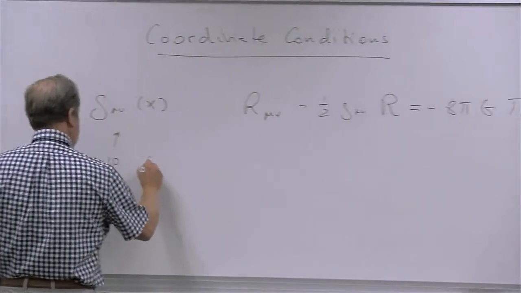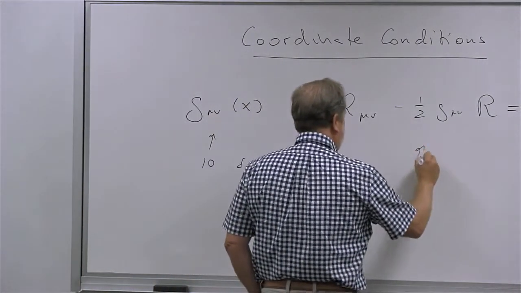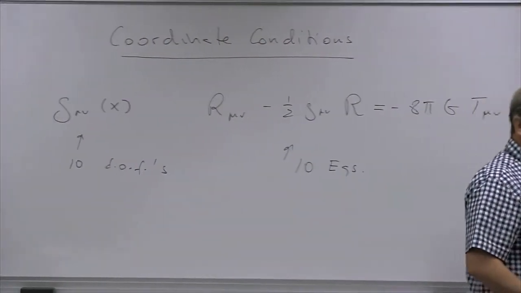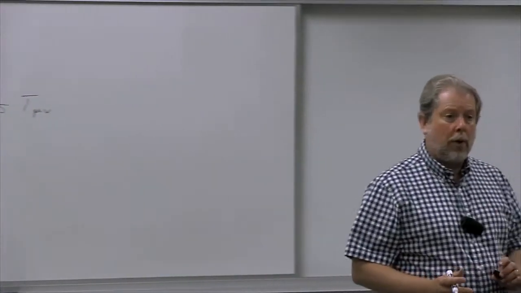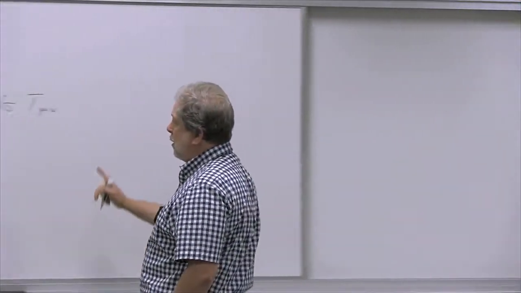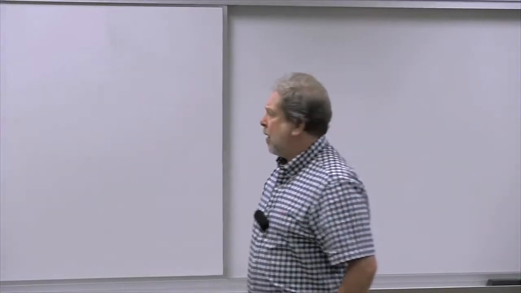So there's 10 degrees of freedom here, and there's 10 equations. And so that means that presumably we can solve for all components of the metric. But that turns out to be, of course, not correct. And the reason why it is not correct is because these equations are not all independent. They're not all independent because of the Bianchi identity.